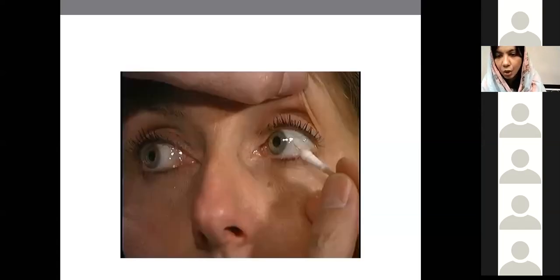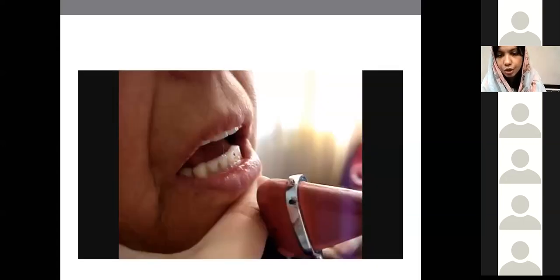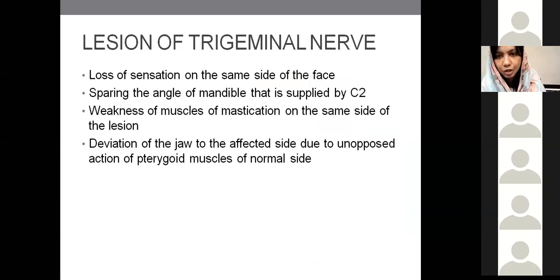This is checking for the corneal reflex, and this is doing the jaw jerk. The jaw jerk usually is a reflection of an upper motor neuron pathology. Lesions of the trigeminal nerve: loss of sensation on the same side of the face, sparing the angle of the mandible that is supplied by the C2, weakness of the muscles of mastication on the same side of the lesion, deviation of the jaw to the affected side due to unopposed action of pterygoid muscles of the normal side. So this is the lesion of the trigeminal nerve.